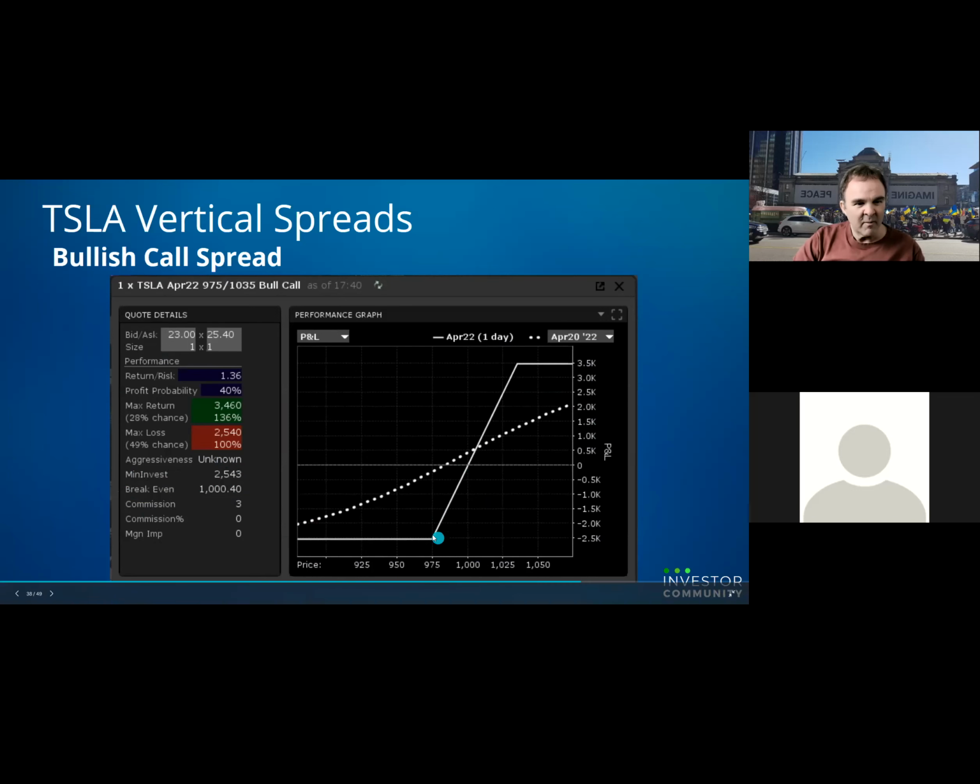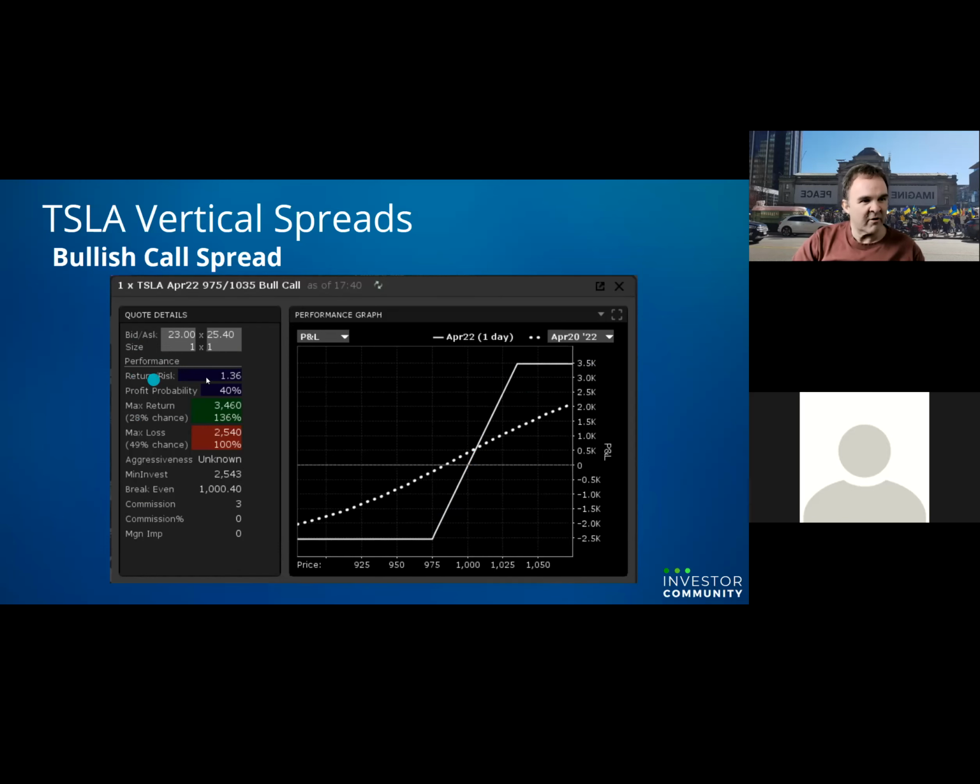And you can see, because we've bought the 975 call, our loss is capped when this goes to 975. Once it goes down to 975, we can't lose any more, no matter how low this goes. Even if Tesla goes to 0, our loss is capped. And the same on the upside. Once we go above our strike, which was 1035, we can't make any more money in this.